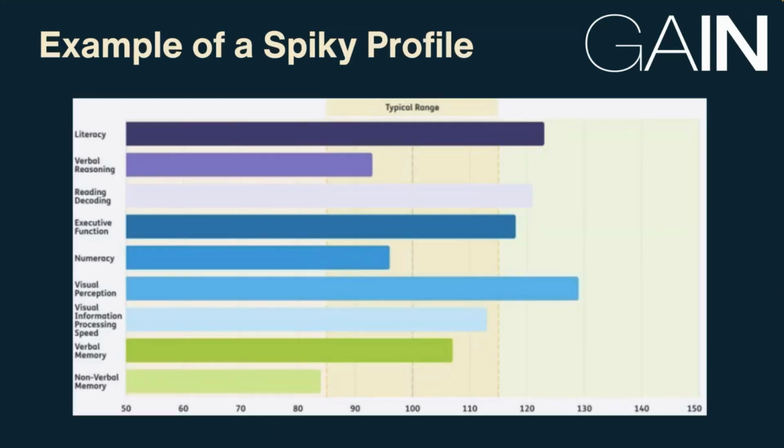On the screen is an example of a skills profile from a GAIN team member. This profile was created by a company called Genius Within. Here we can see that this individual's skills sit at different levels. Some of them, like literacy, up here, sit above that typical range, whereas another skill, non-verbal memory, which is down here, sits below the typical range.